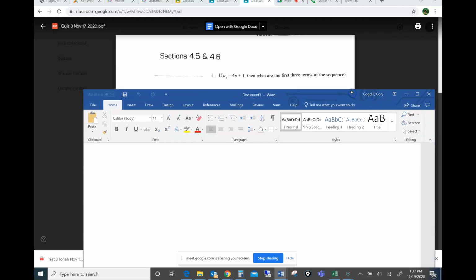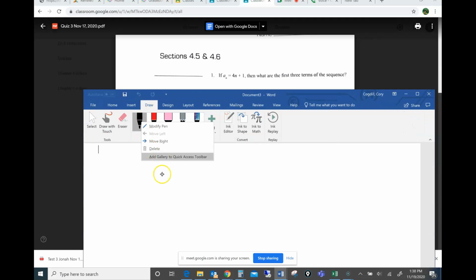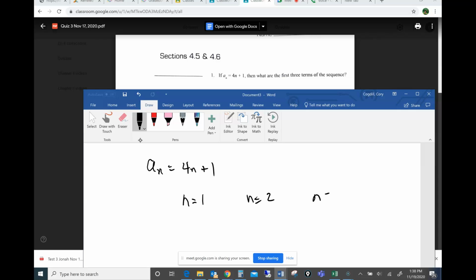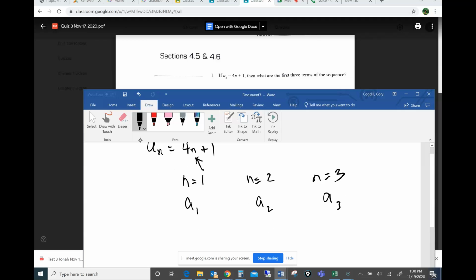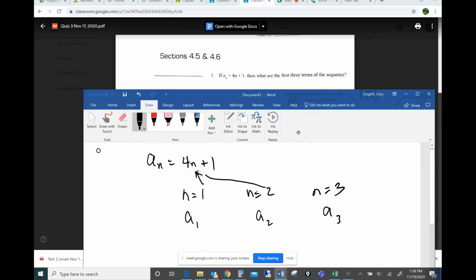Okay, the first question says, if a sub n is equal to 4n plus 1, what are the first 3 terms of the sequence? So we want n to equal 1, 2, and 3. That will be a sub 1, a sub 2, and a sub 3. We want to find the first 3 terms. So basically all we do is plug in 1 for n, then 2 for n, and then 3 for n.